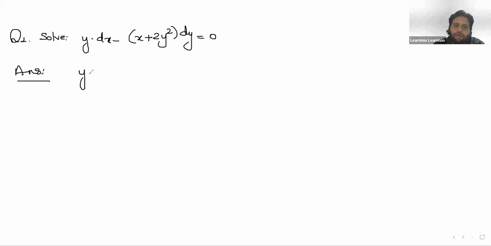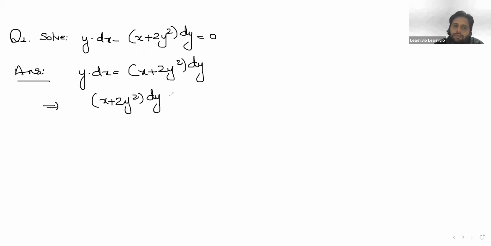So write like this, y dot dx is equal to x plus 2y square dy. Again, interchange this. I am shifting this to left, this to right. So x plus 2y square dy is equal to y dot dx. Here write x plus 2y square. We need dy by dx. So right here dy by dx is equal to y by x plus 2y square.